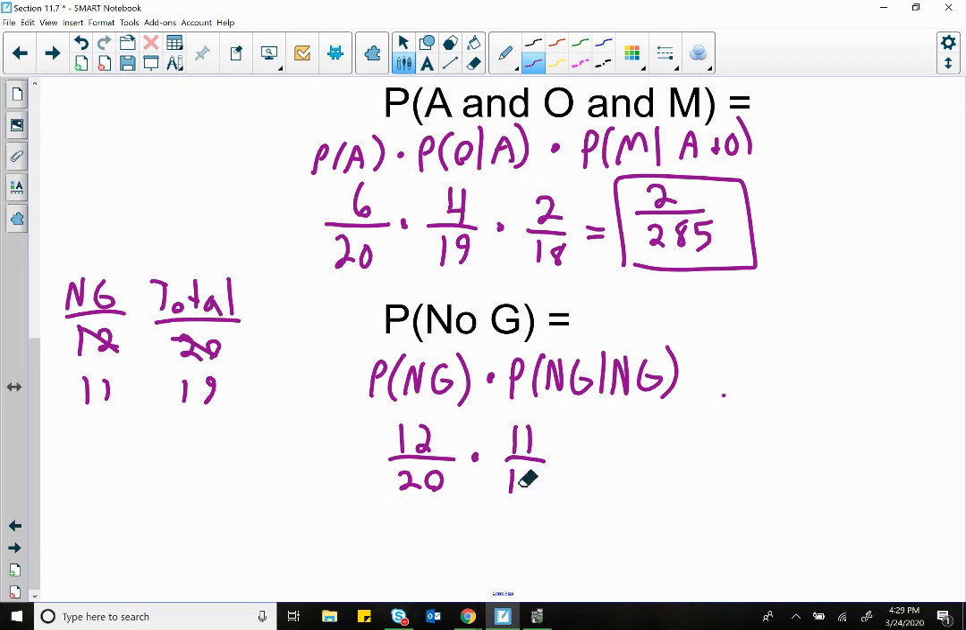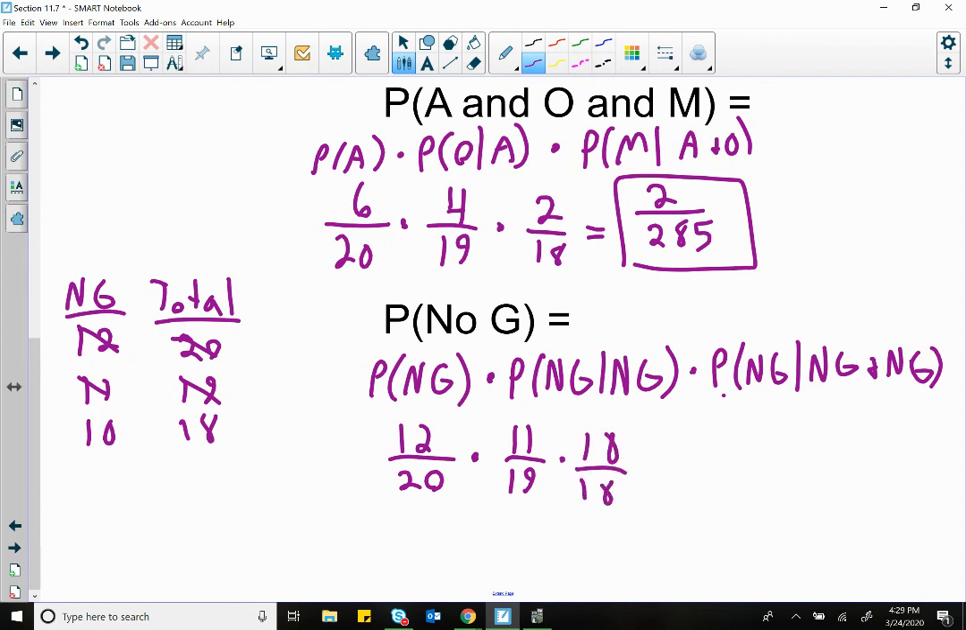11 out of 19 times, and our last probability, we want the probability of no grape, given that we took a no grape and a no grape. So again, we took out a no grape, so there are 10 left out of 18. There's your last probability. Okay, fix my 10 so it doesn't look so much like an 8.